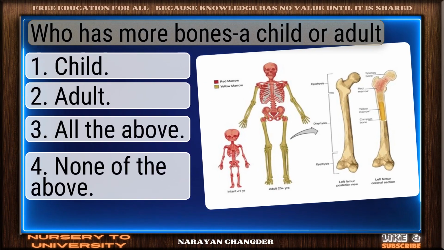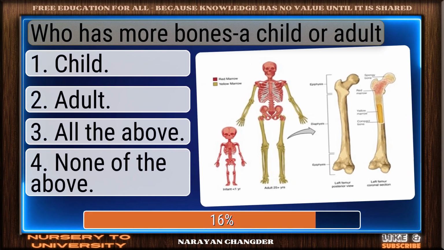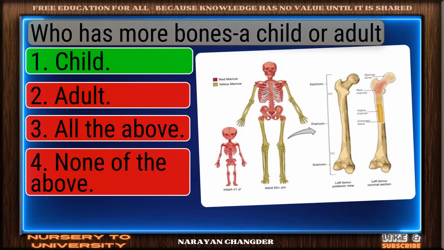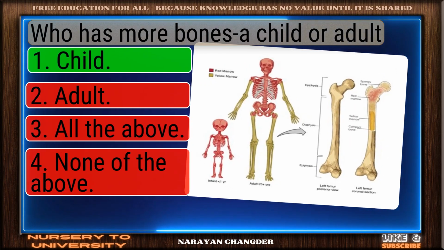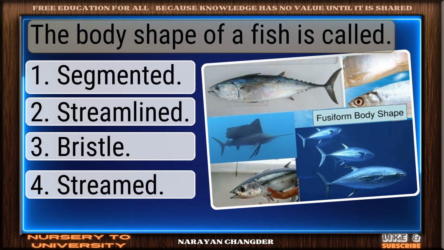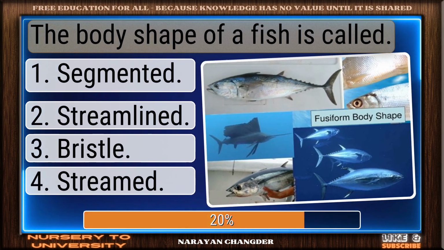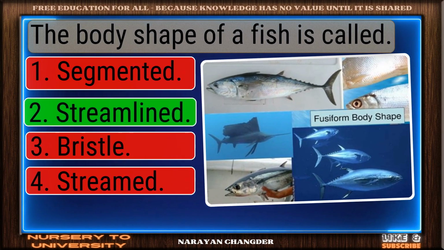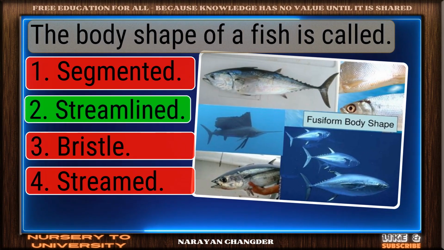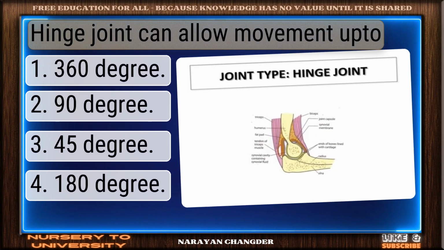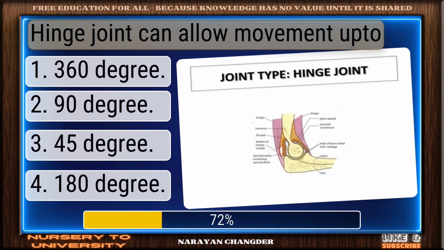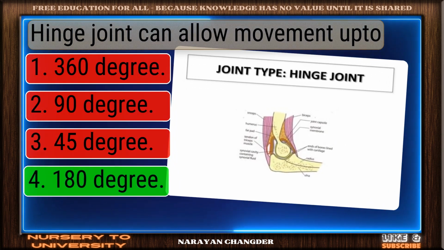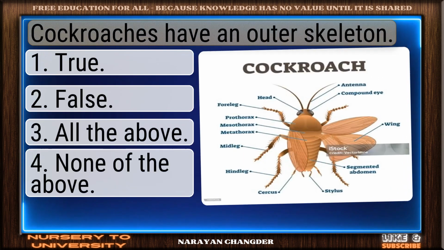Who has more bones, a child or adult? Well done. Child is the right choice. The body shape of a fish is called. You got it. Your choice streamlined is right. Hinge joint can allow movement up to. Smart move. 180-degree is an accurate answer.